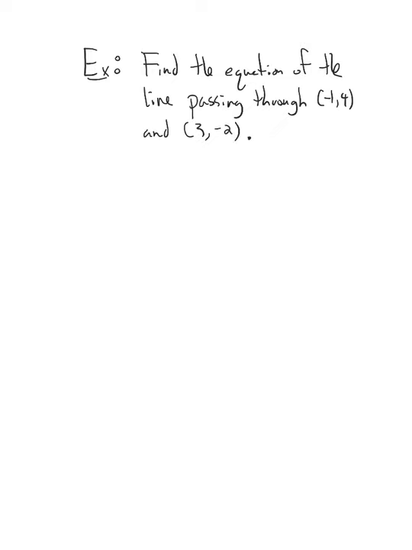Now, whenever I have coordinate geometry problems, I like to sketch everything that I know. So I'm going to do that. I know it's going to pass through the points (-1, 4), so -1, 4 is here, and (3, -2) is here. So I know my line is going to look something like that. Remember, lines go infinitely far in either direction.